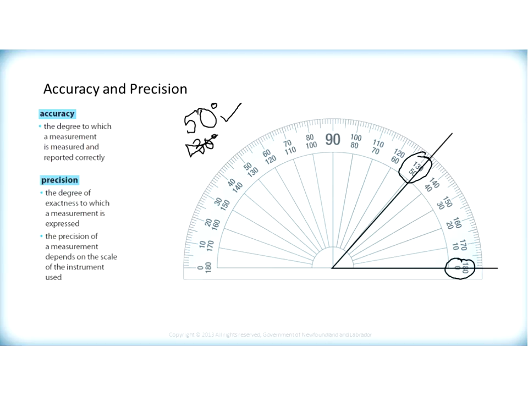Okay, so that's accuracy. Precision is the degree of exactness to which a measurement is expressed. In other words, how much detail you can provide to your answer. The precision of a measurement depends on the scale of the instrument used. So I've said here that this accurately can be measured as about 50 degrees. However, you'll notice that it doesn't quite reach the 50-degree measurement on the protractor. It's a little bit less.